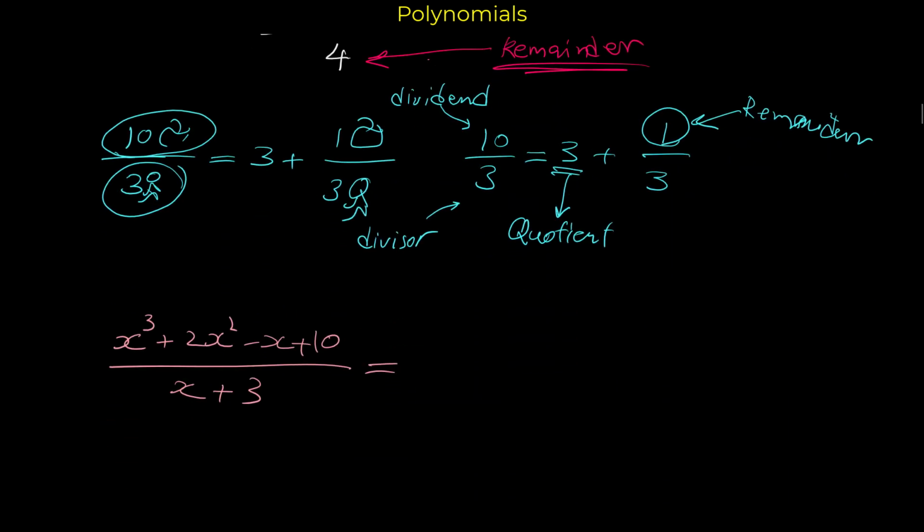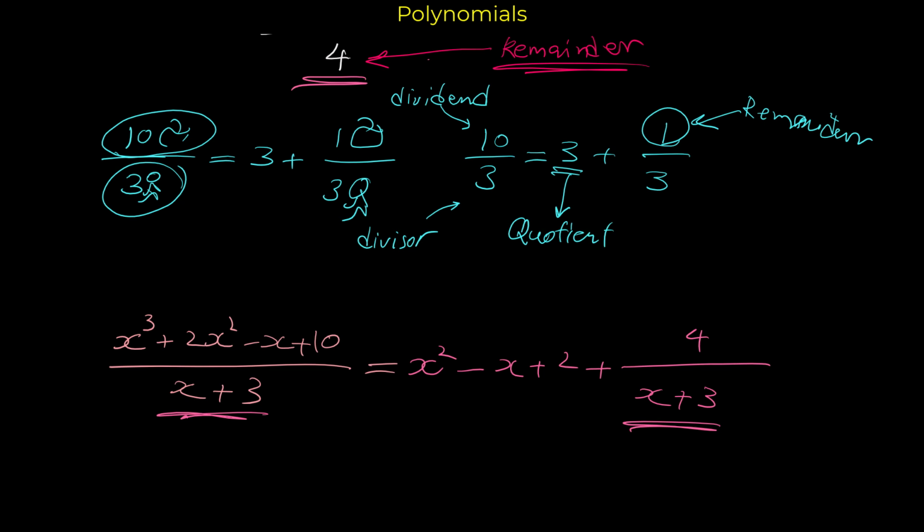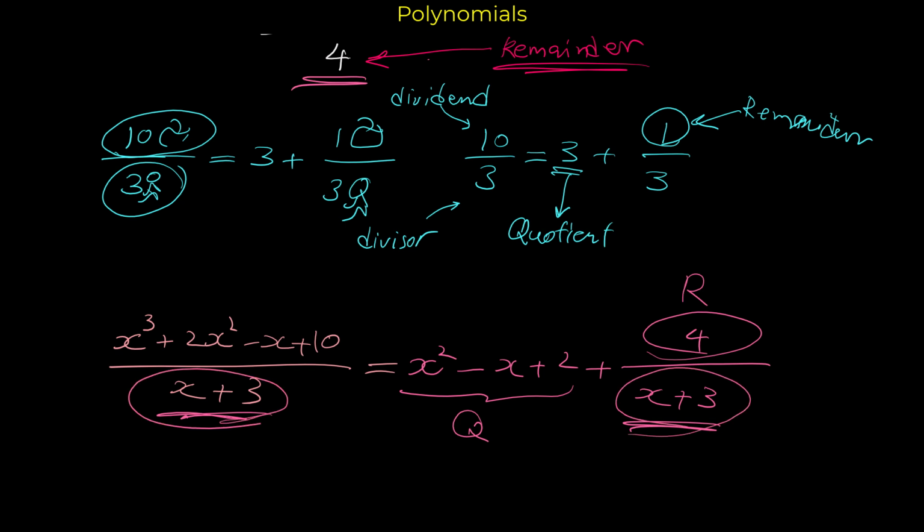So we got x to the 2 minus x plus 2. This is our quotient. The remainder is 4, in this case. What do we have to put again in the denominator? x plus 3, the divisor that we had here. Whenever we divide a polynomial by another polynomial, we get a quotient, which we can show briefly with q. We get a remainder, and this is the divisor that we had in the division.